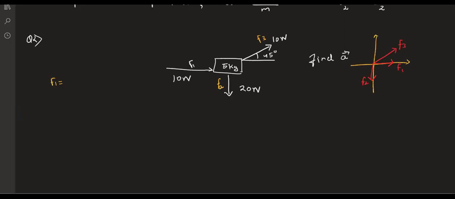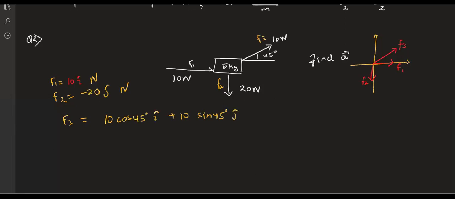Right? So F1 is 10 i cap. F2 is equal to minus 20 j cap Newton. Now F3 you have to resolve. Since it is at 45 degrees and in the first quadrant, you can write it as 10 cos 45 degrees i cap plus 10 sin 45 degrees j cap. Right everyone? Yes or no?